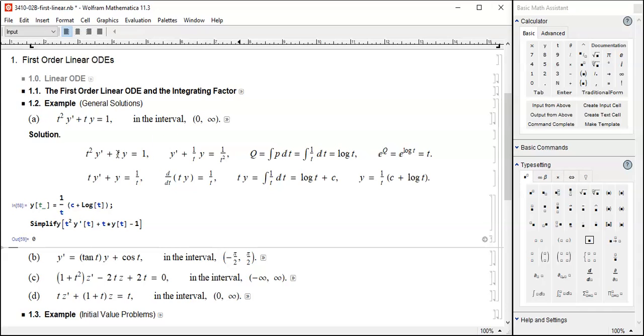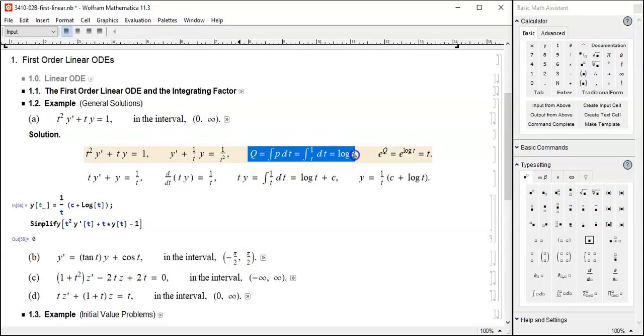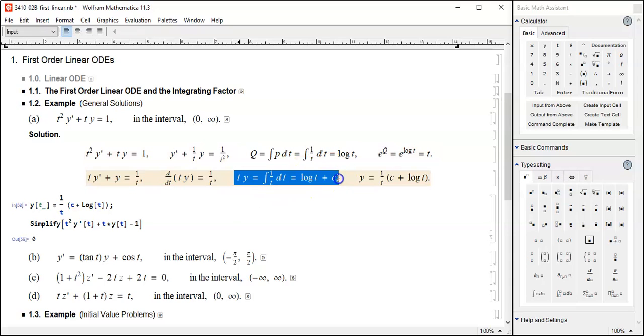A comment here. In this anti-differentiation, I did not need plus c. Here, I do. Why not? Because I'm looking for any integrating factor. Whether I select my q as log of t, or log of t plus 5, or log of t minus square root of 17, it does not matter. As long as q is an antiderivative of p, this integrating factor will work out just fine. So why do I make it more complicated? It's counterproductive. So we don't need it.